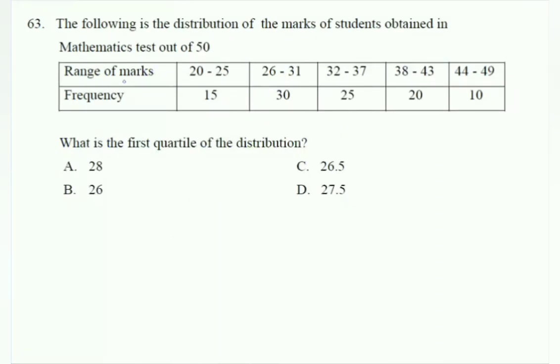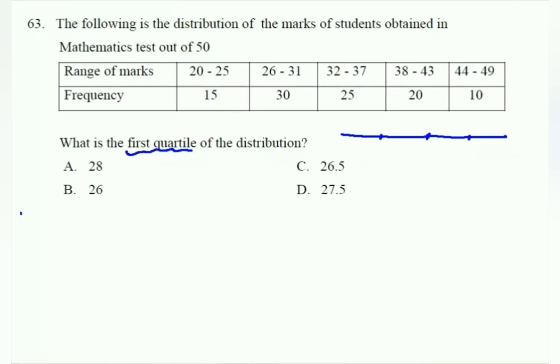The following is the distribution of the marks of students obtained in a mathematics test out of 15. Here we have a frequency distribution about the marks of students. Based on the table, we are asked for the first quartile of the distribution. To remind you of the definition, quartiles are points or values that divide the set of data into 4 equal parts. If we have a line, we need 3 points that divide this segment into 4 equal parts. So we will have 3 quartiles, out of which we are asked the first quartile.